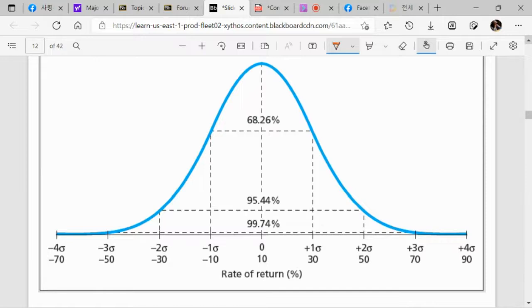If the mean is 10%, and the standard deviation is 20%, you can tell from this that the standard deviation is 20%. Now, one standard deviation above the mean is 30%. Two standard deviations above the mean is 50%. One standard deviation below the mean is negative 10%. Two standard deviations below the mean is negative 30%, right?